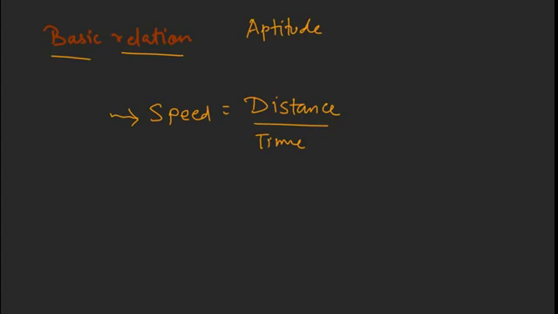Now what exactly does this relation mean? Obviously, if you are given distance and time, you would be able to calculate speed. If you are given speed and time, you would be able to calculate distance. But we need to derive some fundamentals from this relation. So the very first observation is speed is directly proportional to distance, provided time remains constant. So when time is constant, speed is directly proportional to distance.